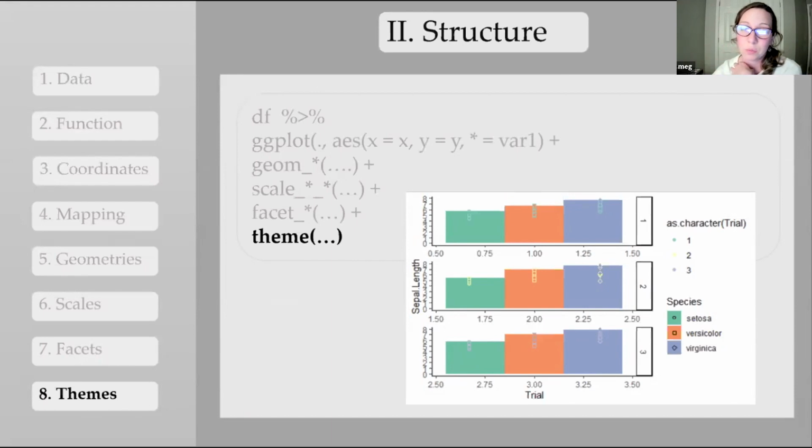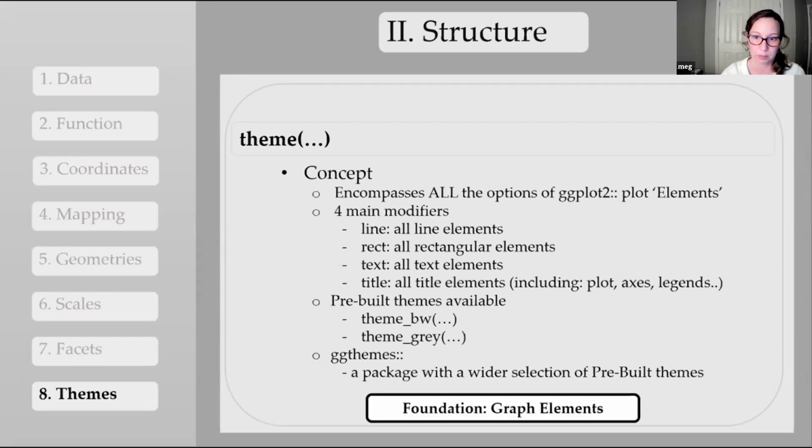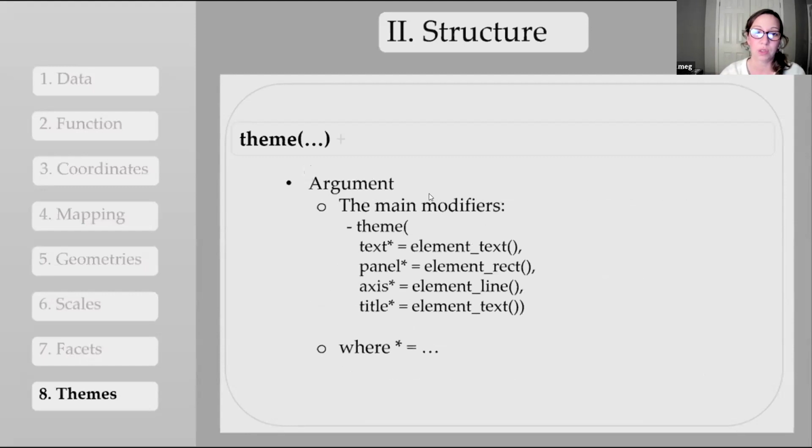And so some quick ways that you can do this is through the theme argument. So themes encompass all of those plot elements, and the four main modifiers to themes are the line modifier, the rectangle modifier, the text modifier, and the title modifier. Luckily for us, there are pre-built themes that are available, and there's also a great package called ggthemes, and this has a whole bunch more themes that you can access. So this is what the main modifiers look like if you want to go it on your own and try out some theme changing yourself.